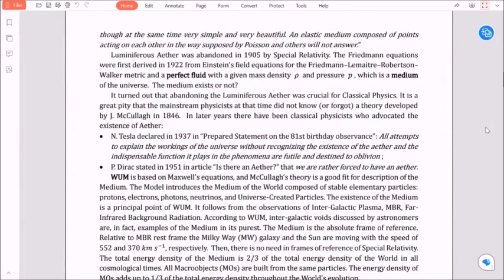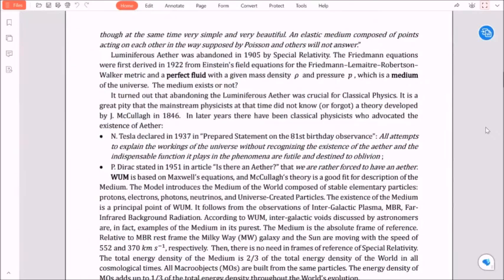WM is based on Maxwell equations, and McCulloch's theory is a good fit for the description of the medium. The model introduces the medium of the world composed of stable elementary particles: protons, electrons, photons, neutrinos, and universe-created particles. The existence of the medium is a principal point of WM.